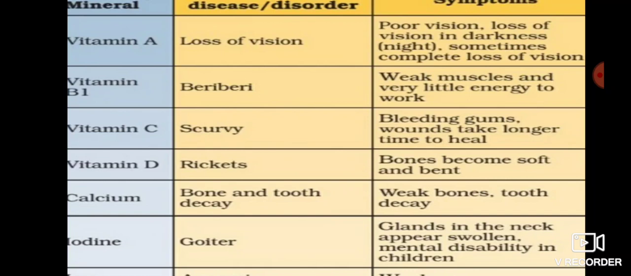You can see the symptoms: glands in the neck appear swollen, and there is mental disability in children. If you are not consuming proper iodine, especially in children, we can see slow growth, they become mentally weak, and they will face many thyroid problems in the future. So, has everybody understood?